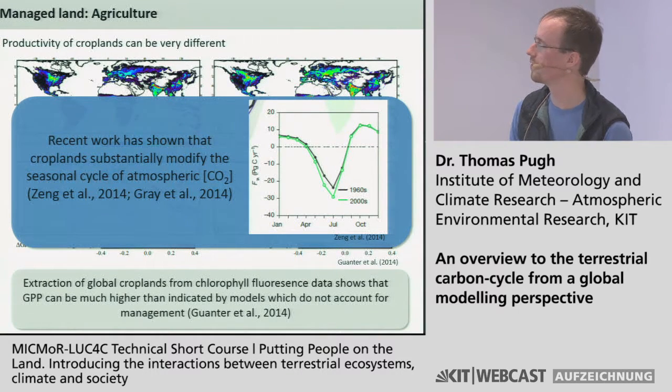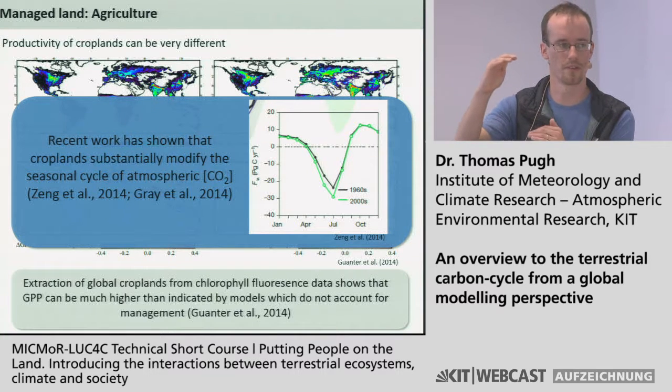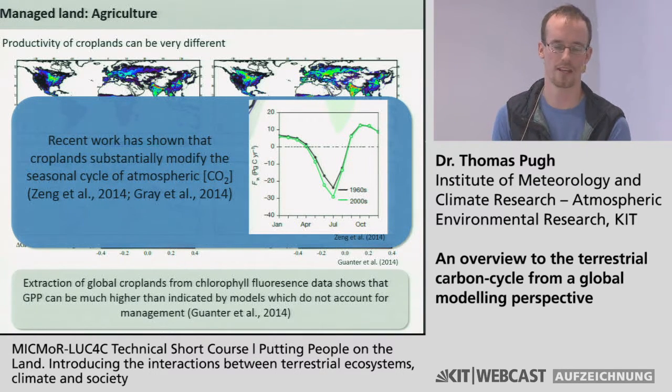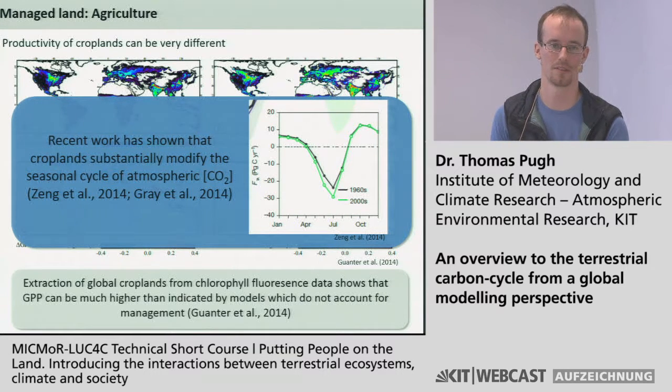And this is a very active bit of research, actually. There's a couple of papers that came out in Nature just at the end of last year that showed the effect that the cropland productivity has on the seasonal cycle of CO2. And they showed that there's been an increase in the amplitude of the seasonal cycle over the last decades, and that a very large proportion of this increase can actually be attributed to the increased productivity in croplands in the northern hemisphere. So these managed agricultural lands are really modifying the exchange of gases.